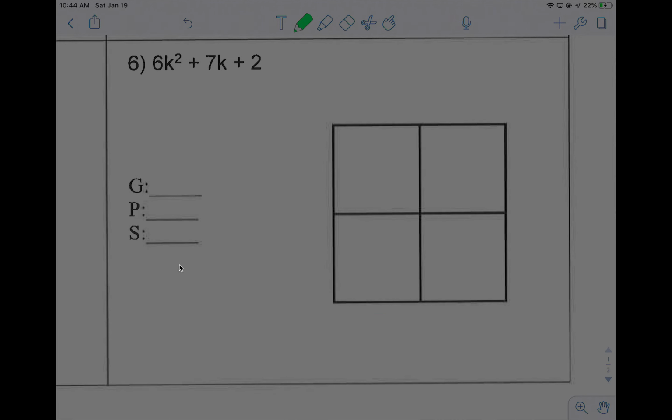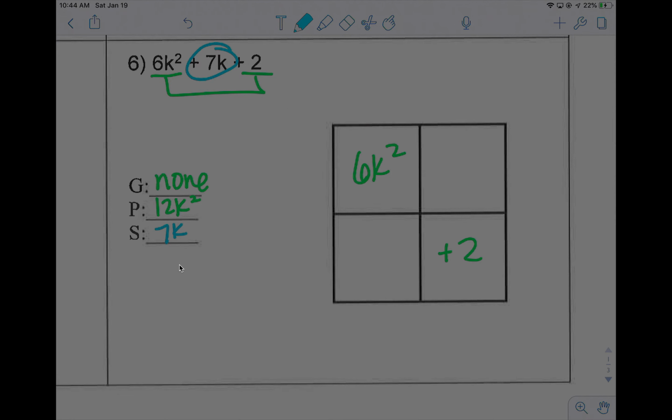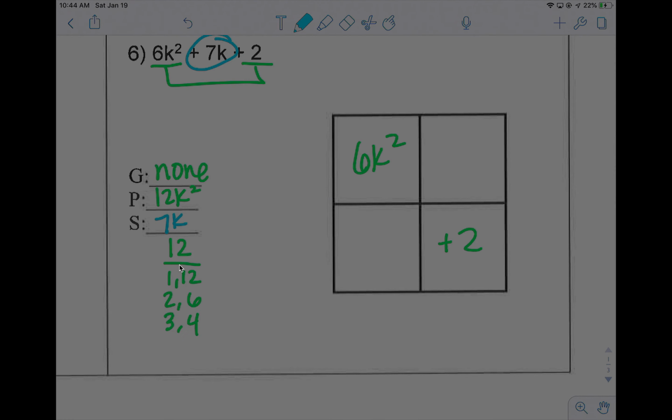Problem 6, 7 and 2 are both prime, so there are no GCFs. I rewrite first and last terms in the box, multiply for my product. Sum is in the center. 12 is 1 times 12, 2 times 6, 3 times 4. 4 gets us back to 3, and that's already listed. So I can add. 1 plus 12 is 13. 2 plus 6 is 8. 3 plus 4 is 7, and that's what my sum is. So I need a 3 and a 4.